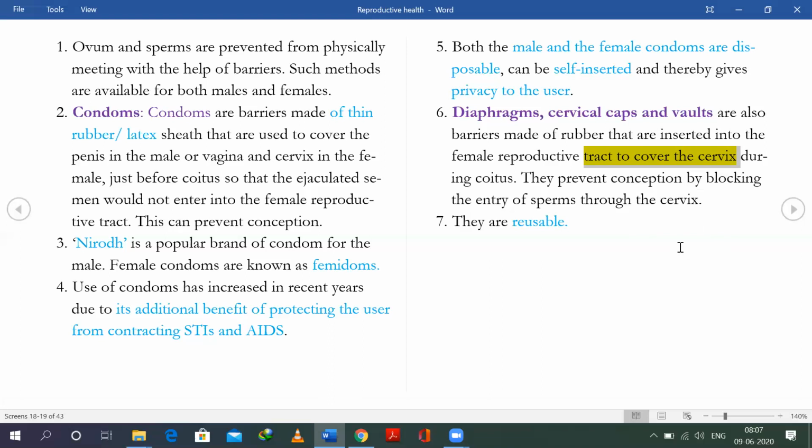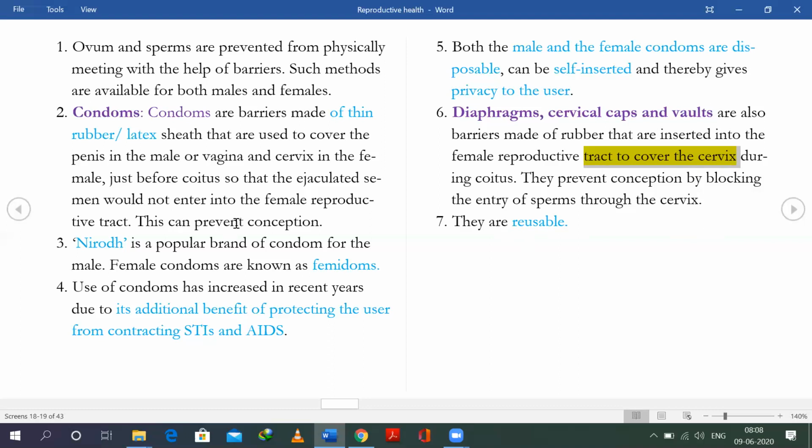From the uterus, the sperm can go to the fallopian tubes where the fertilization will happen. So by covering this cervix, you are not allowing the sperms into the uterus, so obviously the pregnancy will be avoided, right? So pregnancy is prevented with the help of these caps. They prevent the conception by blocking the entry of sperms through the cervix, which is an opening to the uterus. That is the function of the diaphragm, cervical caps, and vaults, and these are reusable. So it's a very important statement, so I made a separate point for that. They are reusable, right?